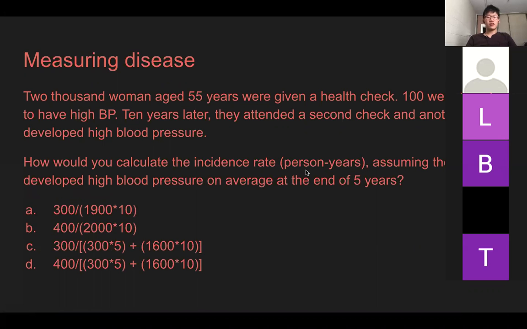And how would you calculate the incidence rate? So that's the one in person years, assuming that everyone who developed high blood pressure on average developed it at the end of 5 years.